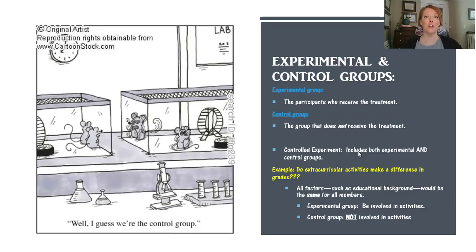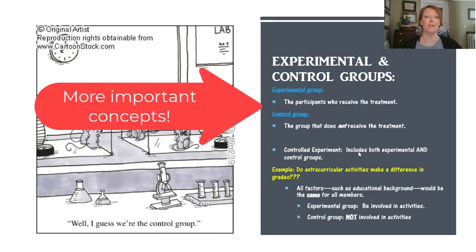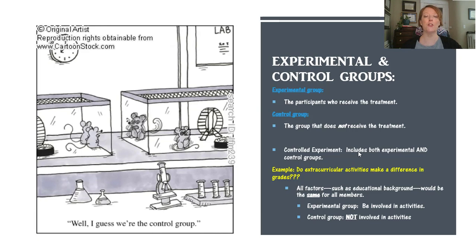Now we're going to talk about the different groups. There are experimental groups and control groups. Sometimes the control group is called the comparison group. The experimental group are the participants who receive the treatment. The control group is the group that does not receive the treatment. In a controlled experiment, both the experimental group and the control group are present.